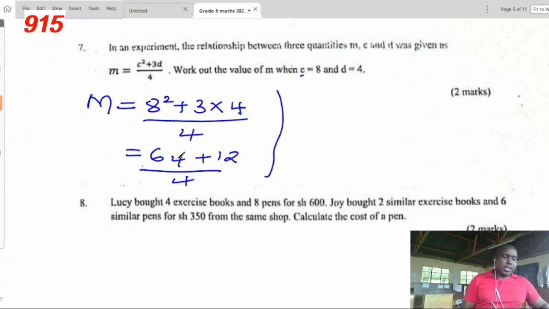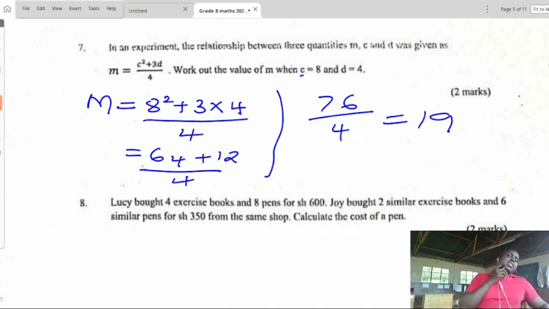Actually, 4 goes into 64 sixteen times, or you can add first, the total is 76 divided by 4, and the answer is 19. Just add: 64 plus 12 is 76, divided by 4, and that is 19.